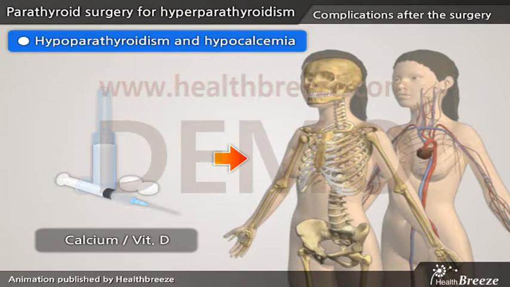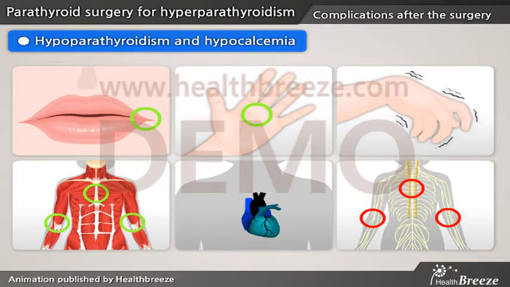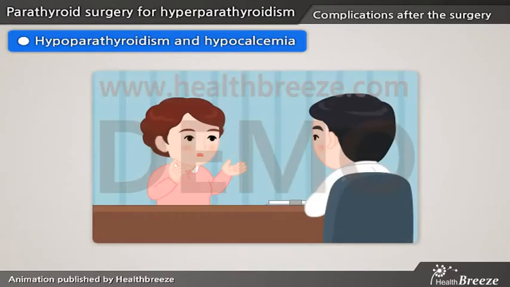Treatment is typically calcium and vitamin D supplements by mouth, but in severe cases, you may need to be admitted for an IV calcium infusion treatment. These are almost always transient problems until the residual parathyroid glands in your body regain normal function. Please talk to your doctor if you are experiencing any of these symptoms for a timely intervention.